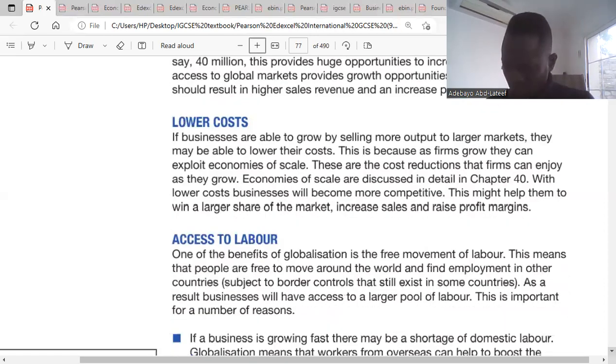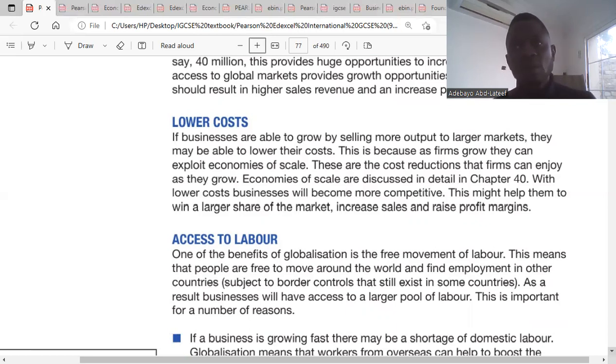Two, lower cost. Because there's globalization, it means businesses can sell on a large scale. They can produce large outputs. And producing larger output means they can exploit economies of scale. Get the point, please? With globalization, it means you as a business, you are able to produce because you can sell to large numbers of customers across the world, globally. So it means if you can sell globally, your output would be what? Would be more. So it means you will be able to produce on a larger scale. Producing on a larger scale will mean that you can exploit economies of scale.